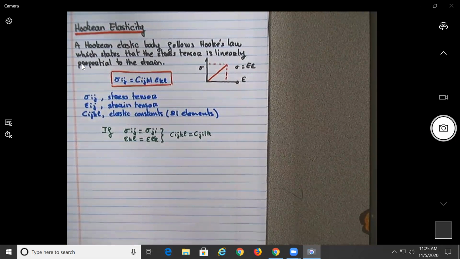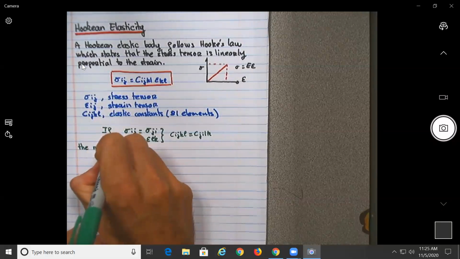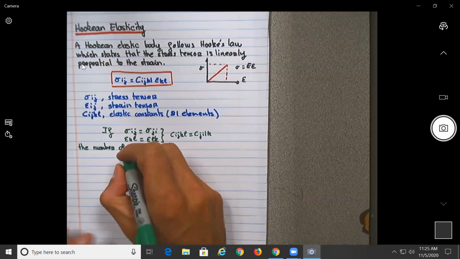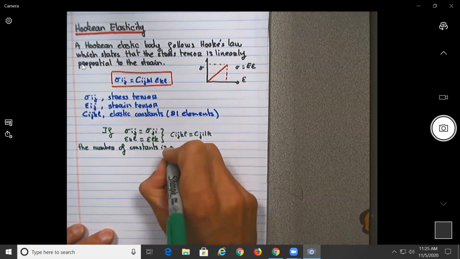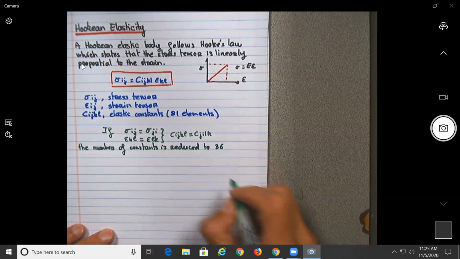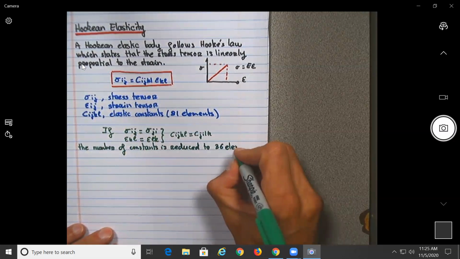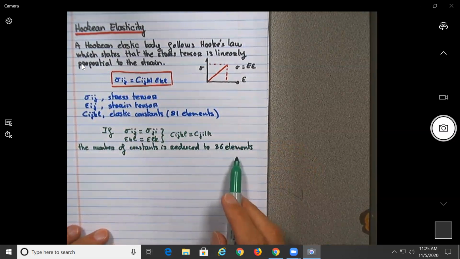All right. So C_ijkl equals C_jilk. If we have this symmetry, the number of constants is reduced to 36. So we start with 81 when there is no symmetry, and on top of the symmetry, we go to 36. Okay?